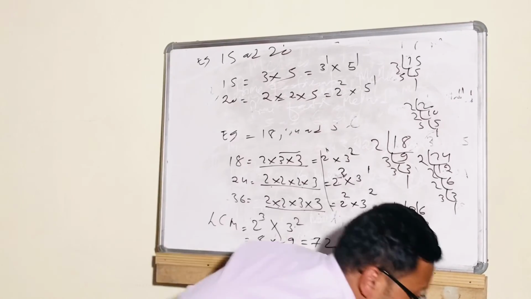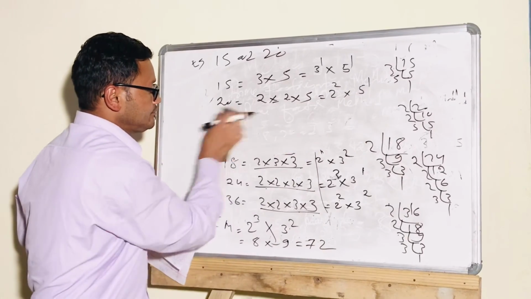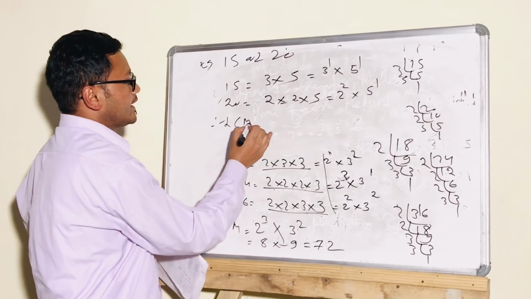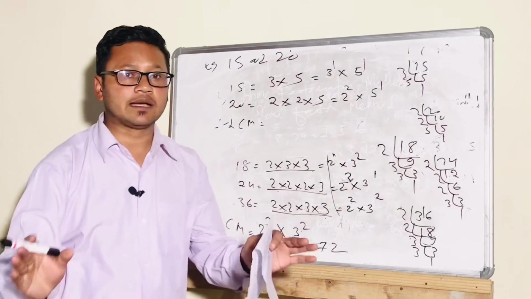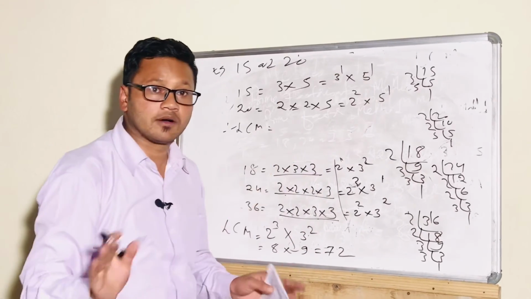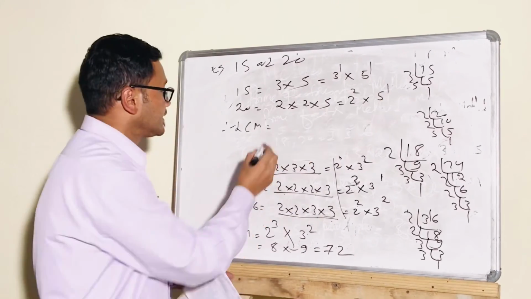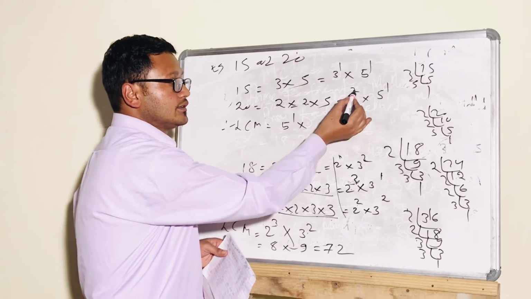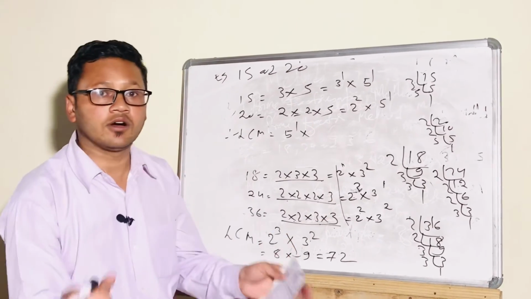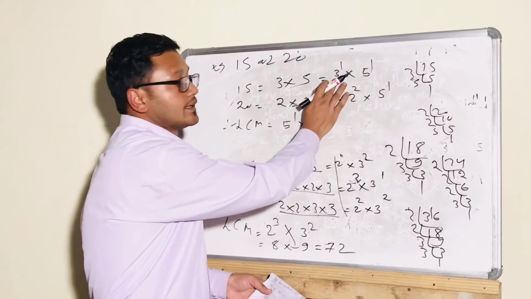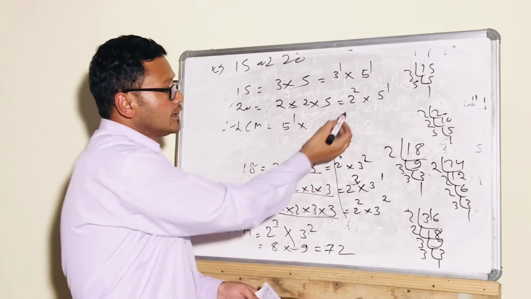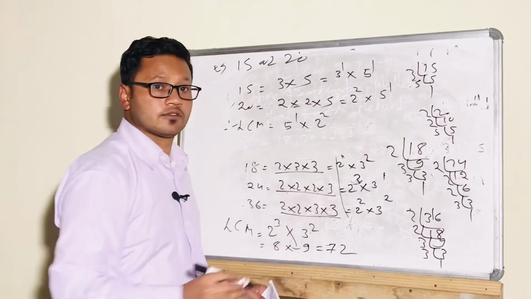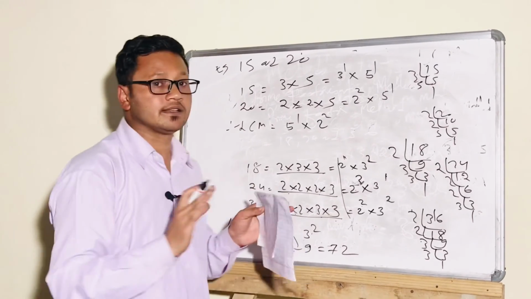Now I want to make it clear. Therefore, the LCM: here only the 5 is common. 5 to the power 1, index is 1, take 5 one time. Then 2 square, the power is 2. There is no other 2 when we consider those two numbers, 2 square is not in 15, so you write that 2 also. In LCM this is the main thing you have to understand.